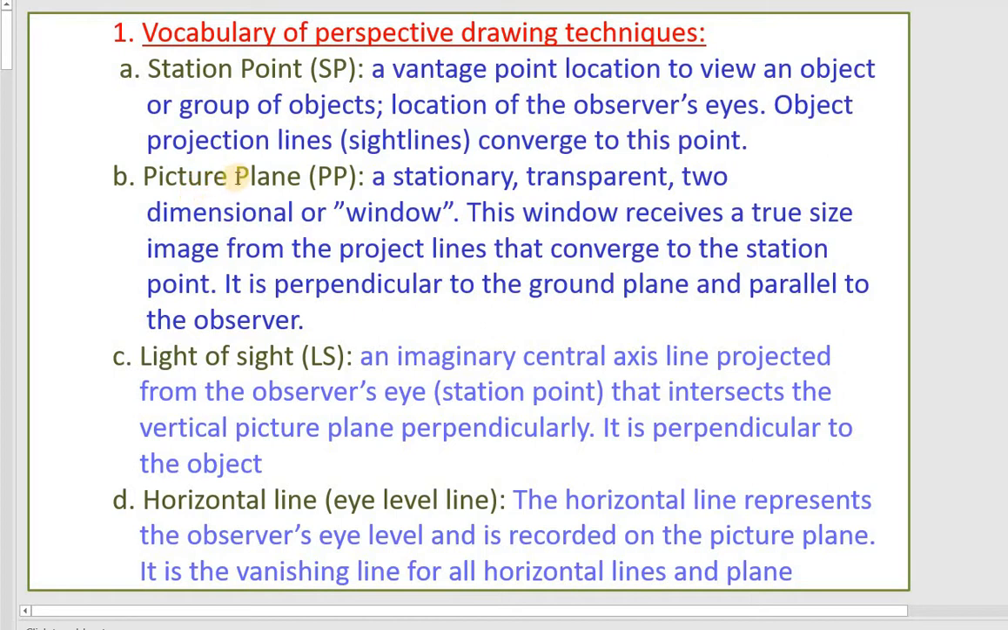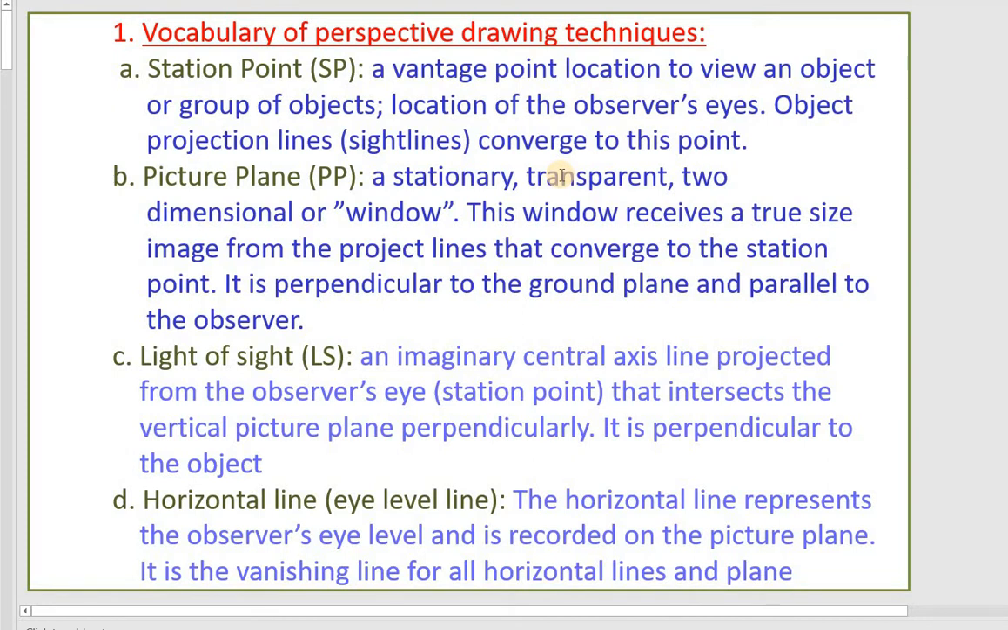The second one is picture plane. That is the plane you hold up the objects in, like a window. For example, you look at an object very far from you and you focus on one plane, and they call that the picture plane. They show all of them on there.